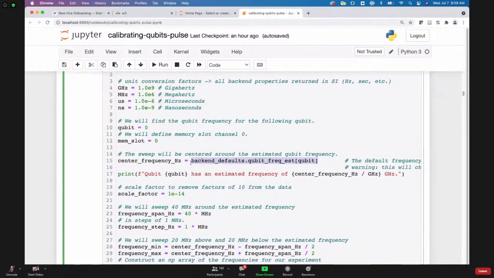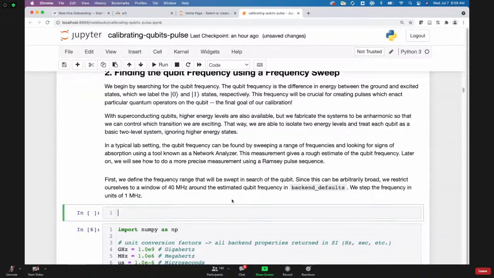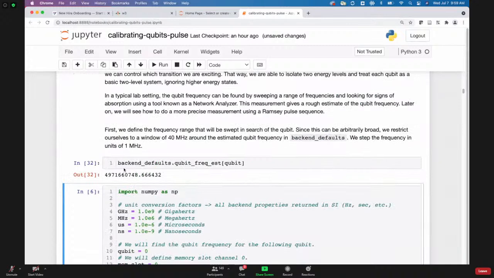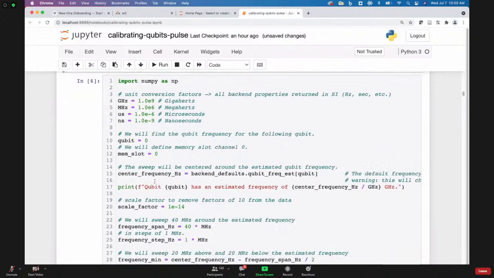If this wasn't calibrated, you'd have to get a sense of what's going on, or know what's going on beforehand. But right here, you can see that this, for the qubit of interest, is the frequency of the qubit. So we happen to already know what the frequency is, but regardless, we're going to do a sweep and show you what would happen if this was something that you wanted to do yourself.